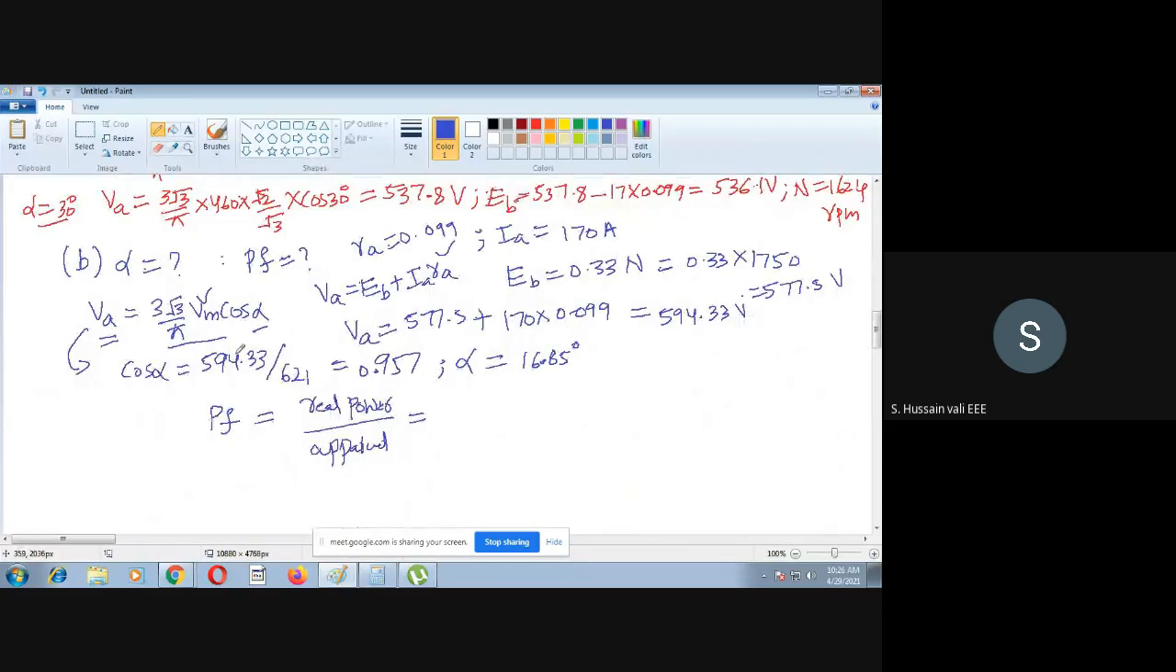So I will write that as EB into IA. Why? Because the power is voltage into current. Which voltage will you take? You will take back EMF, into current, because the current is the same. Now, the apparent power, how do you find out the apparent power?